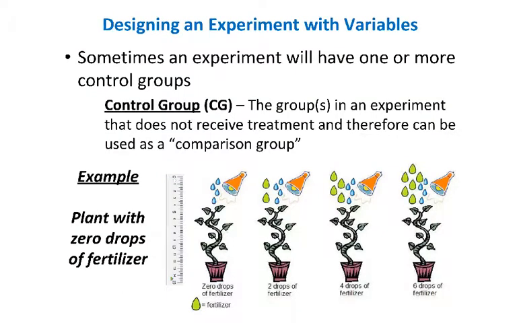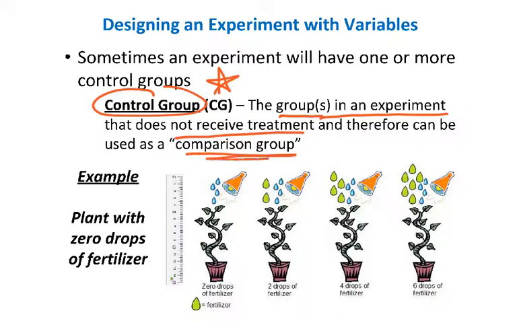All right. Sometimes an experiment will have one or more control groups. Okay? The control group, you can sometimes call it the CG, the control group, is the group in an experiment that does not receive treatment, okay? You can think of it as the comparison group, okay? Sometimes there's more than one control group in an experiment, okay? Sometimes you have an experiment where there may be no control group. Sometimes there may be 2 or 3 control groups. A lot of times there's just one comparison group, one control group. But it's usually the group that gets no treatment.